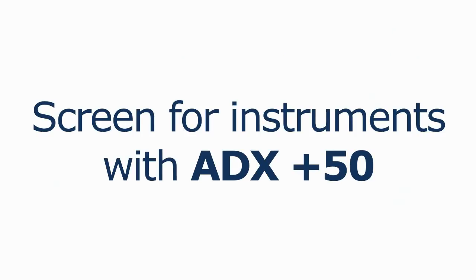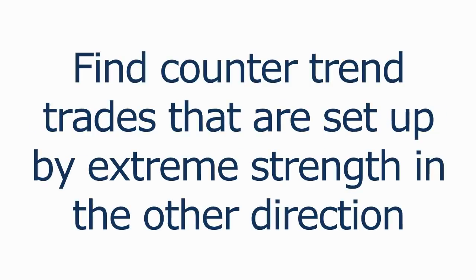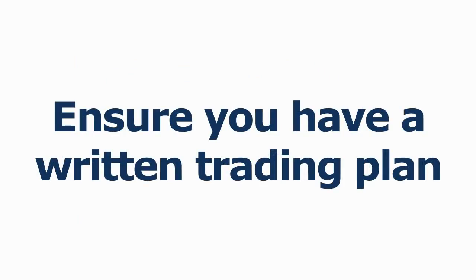Another way to use the ADX is to screen for instruments with ADX above 50 and look for extreme trend strength. Using a technical analysis approach such as failure tests, you could find counter trend trades that are set up by extreme strength in the other direction. So ensure you have a written trading plan that includes the ADX reading that you need, as well as risk management, so you can survive a run of losing trades.